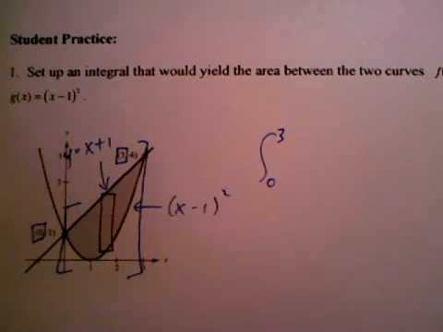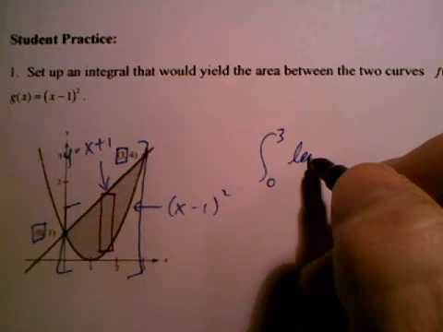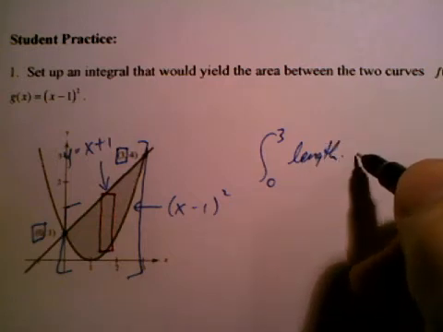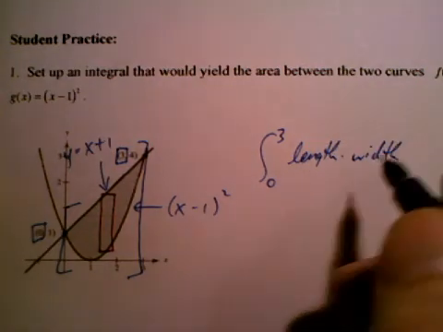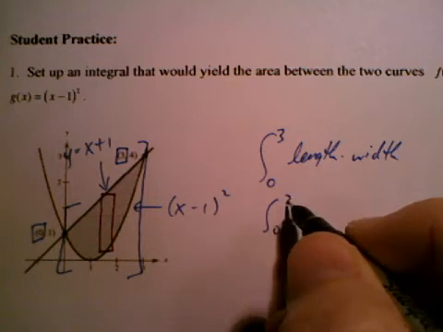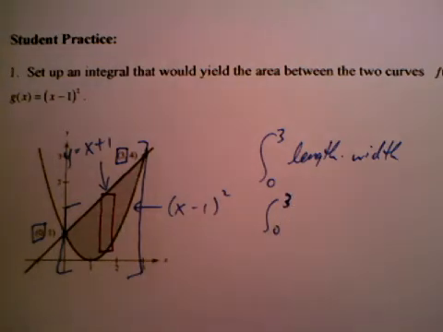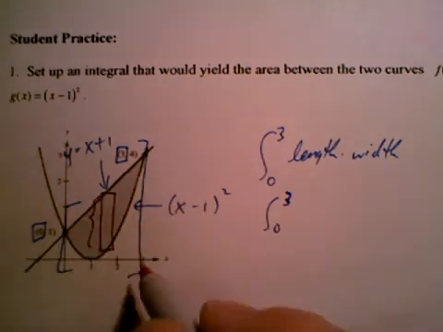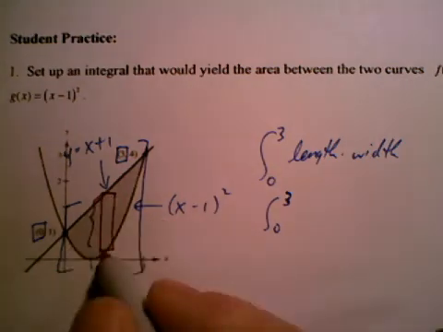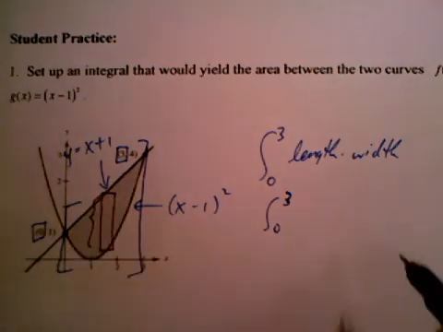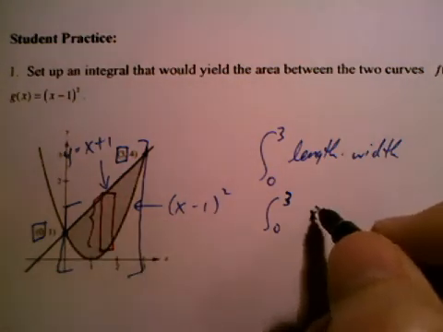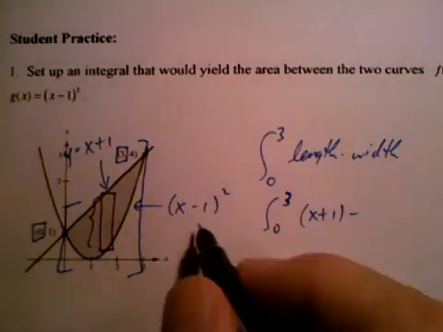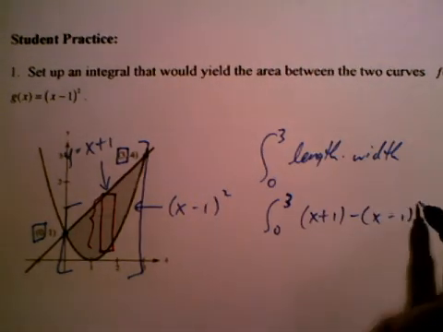The second part is: what is the length of the rectangle and what's the width? Well, we already know the width. The width is always going to be your dx. But the length is the top curve minus the bottom curve. So what's the top curve? That's your x plus 1. And what's the bottom curve? That's your x minus 1 squared.